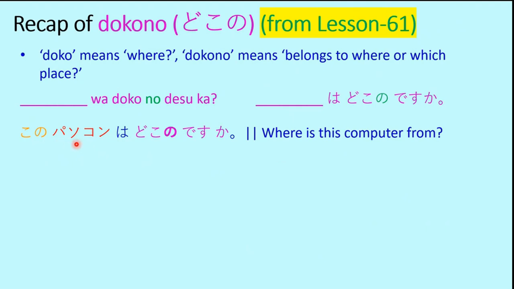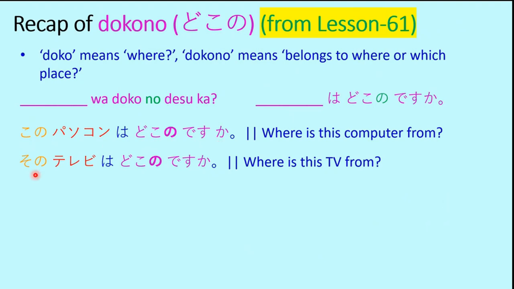The meaning is this. Where is this computer from? So sono pasokon wa doko no desu ka? Sono means this. This computer is from which place? Where is this TV from? Sono terebi wa doko no desu ka? Sono terebi. So this was kono, that means this computer. And this is sono, that means that television. Sono terebi. Terebi means television. Wa doko no desu ka? That television belongs to which place, or where is that TV from?